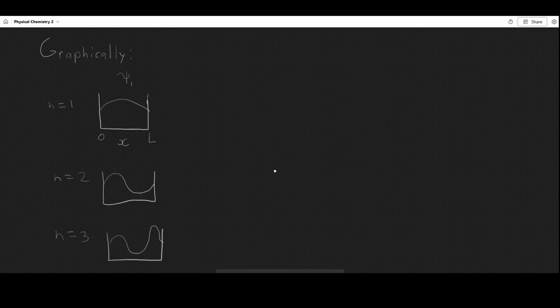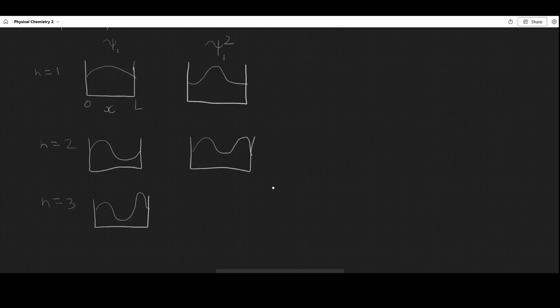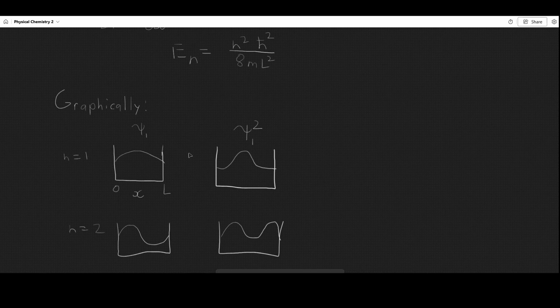And then if we want to look at the probability density, remember this is nothing but the wave function squared, since this is all real. It would look something like this. This one would look like this. Oh, that's a horrible drawing. But you can imagine that this curve is the same as this, and as it gets squared, it just gets flipped up. And then this one has three peaks. And so this is what they look like graphically.